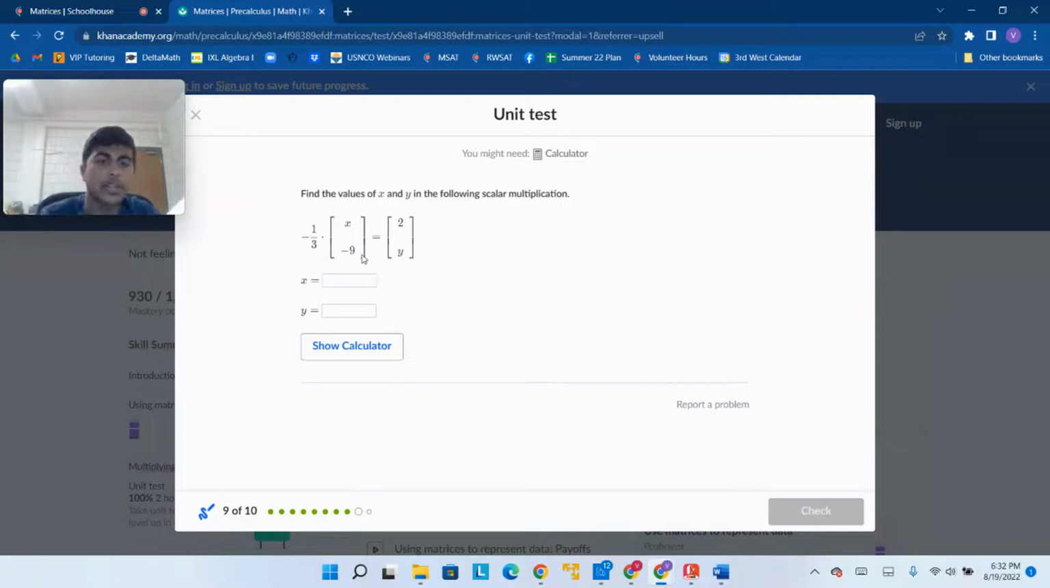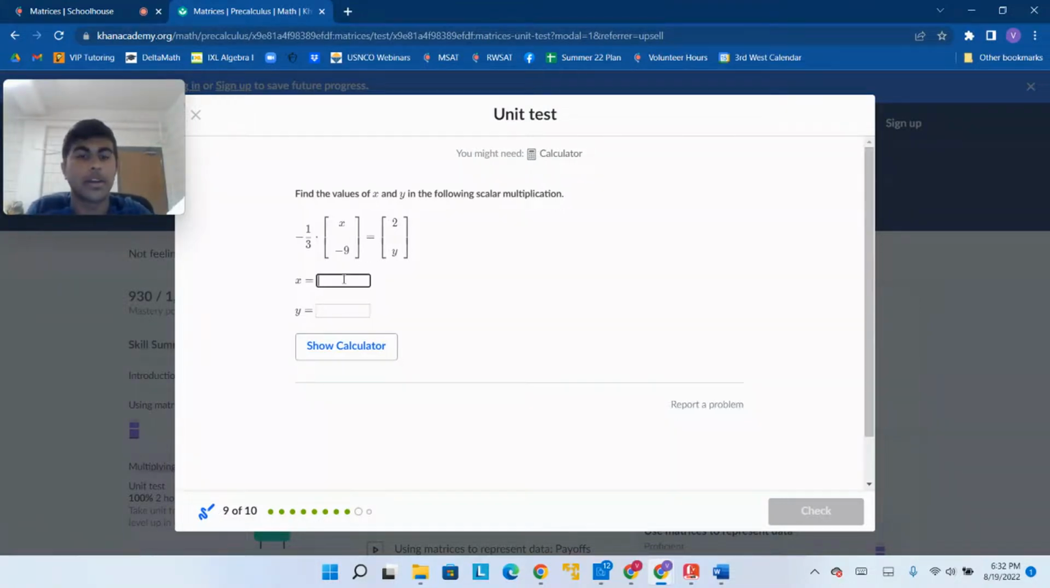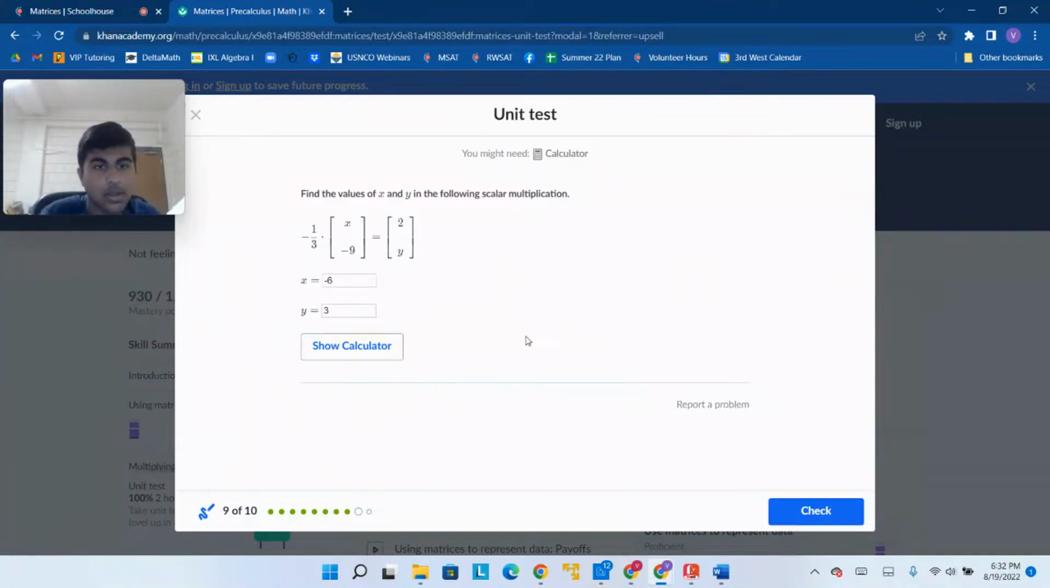At scalar multiplication, you don't have a dot product or anything complicated. You just multiply this by every single element. That's it. This is that. That's 3. Let's keep going.